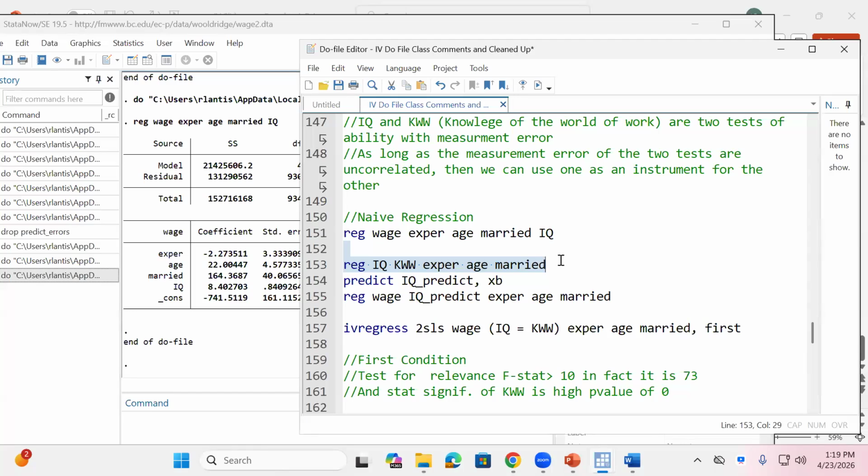I can't think of an explanation there. Maybe, I can't think of an explanation, right? So it seems like that second condition would be met as well. So I'll run my first stage, save the predicted values, and include them in my second stage. I should get the same results if I run these manually as if I use that IV regress command, right? So I'll run these two regressions.